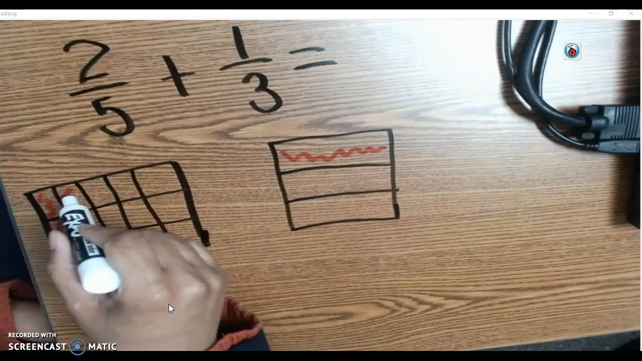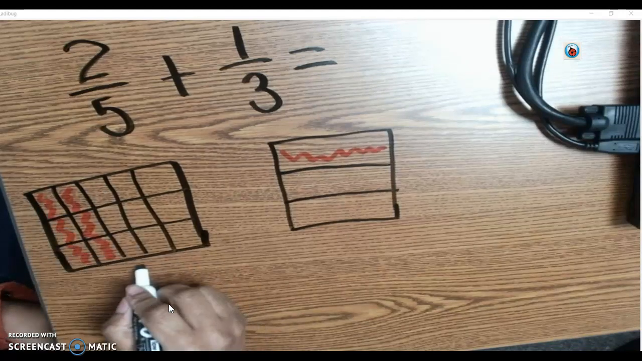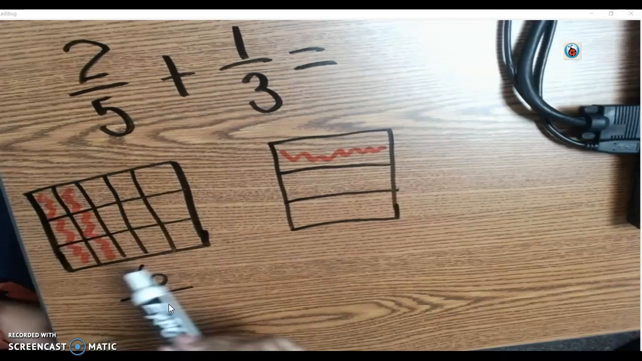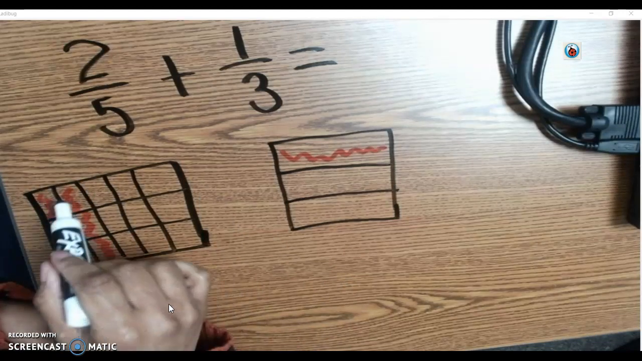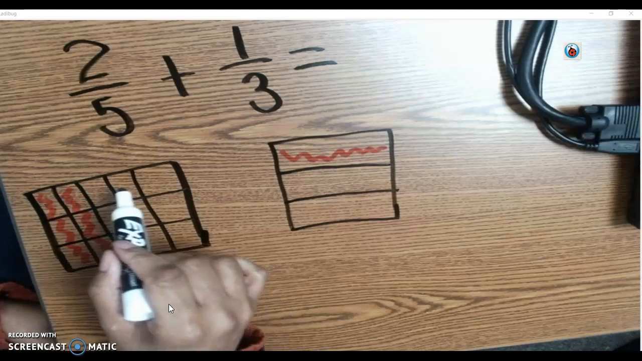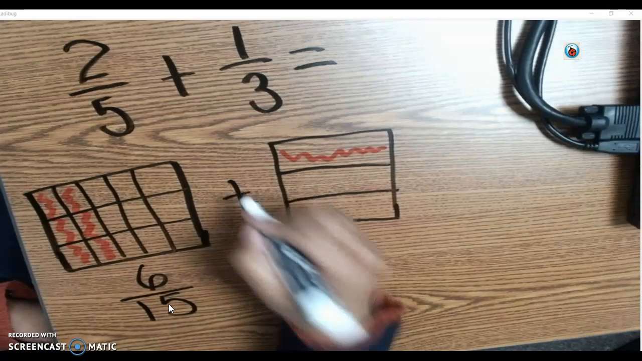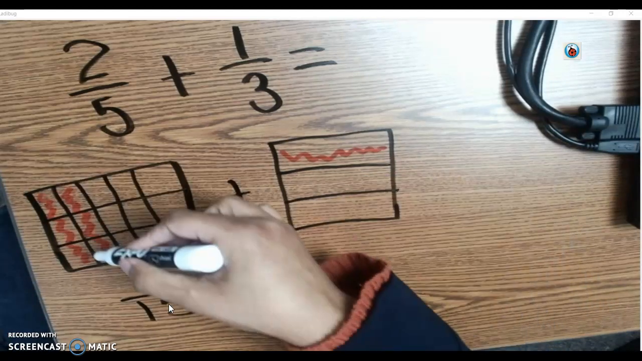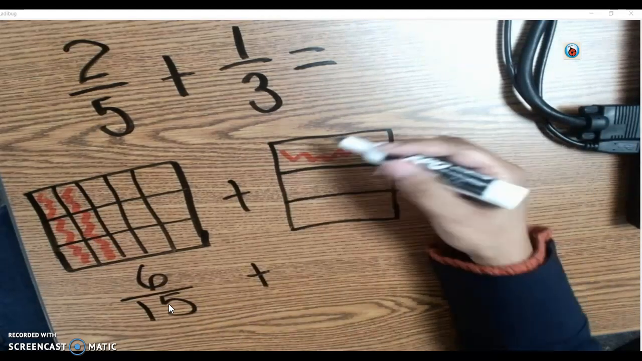So I have 1, 2, 3, 4, 5, 6. I have 6 that are shaded. Now I'm going to count how many is in the whole group to identify the denominator. 1, 2, 3, 4, 5, 6, 7, 8, 9, 10, 11, 12, 13, 14, 15. So I have 6 15ths plus. Okay. Now I have my 2 lines, but I need my 3 parts I put over here. Now I need to put my 5 parts over here.